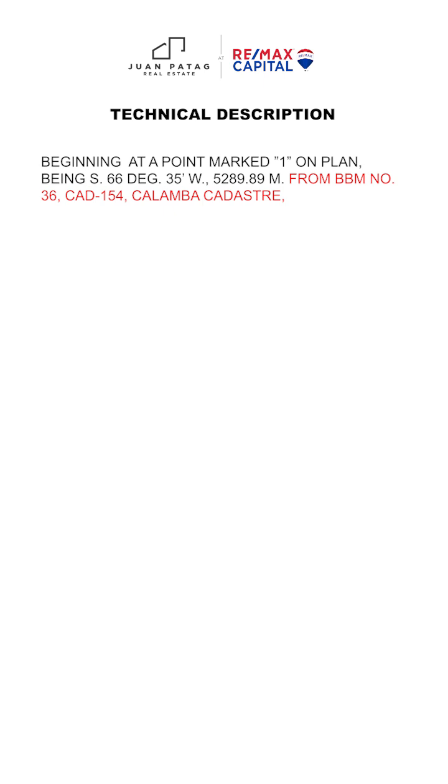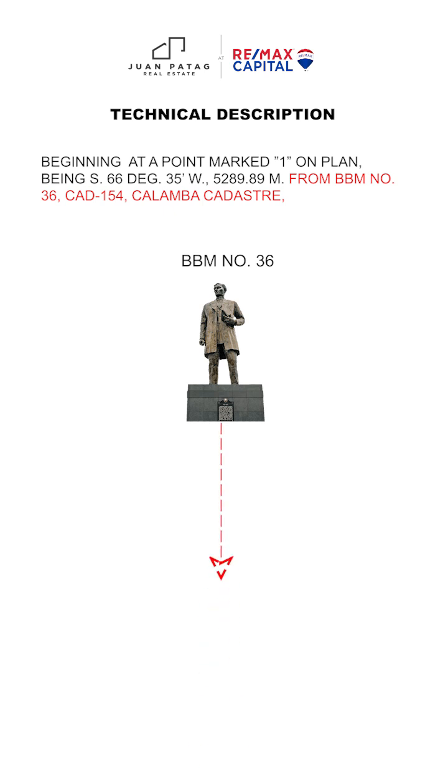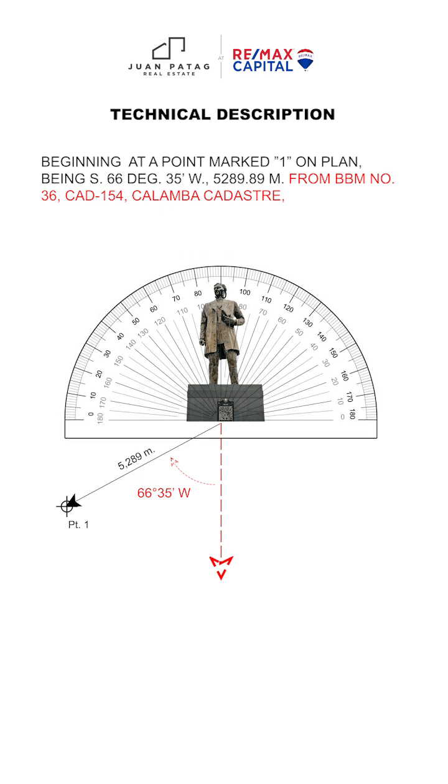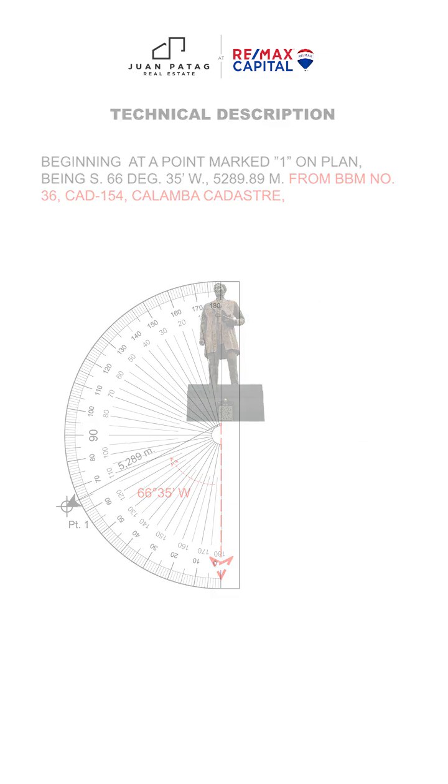In this case, line 1 of the third sentence says that from BBM number 36, face south and then turn 66 degrees 35 minutes to the west and walk 5,289 meters and you'll end up at point 1 of the lot. Just a reminder, no? If you're using a protractor to plot a lot, remember that the protractor has to be on its side.